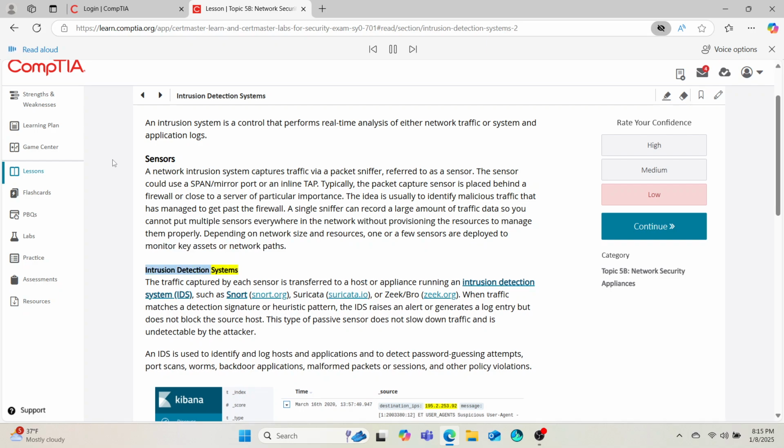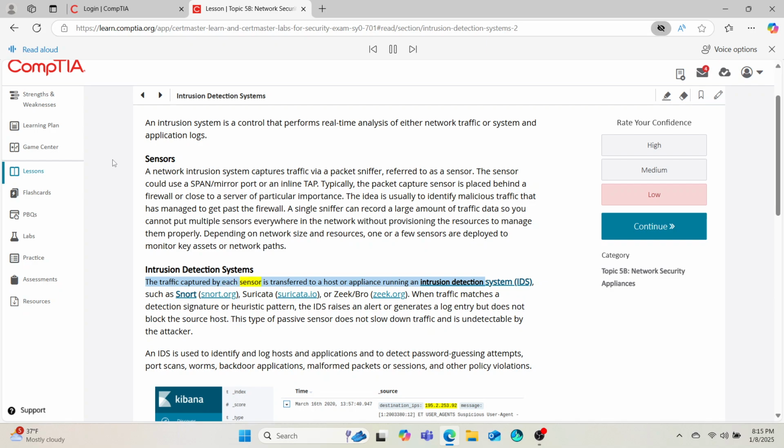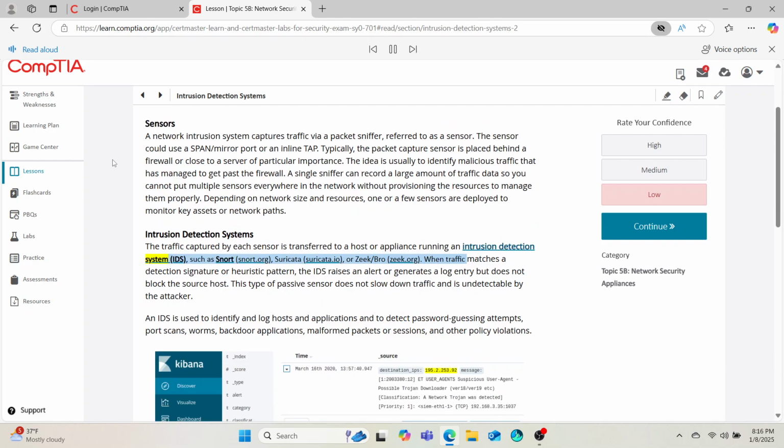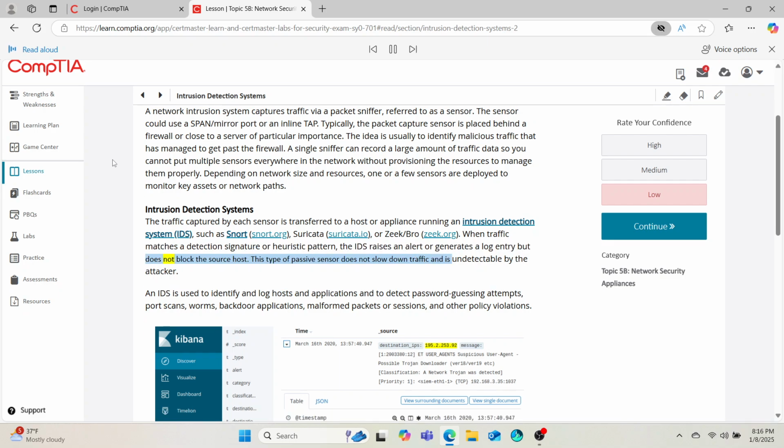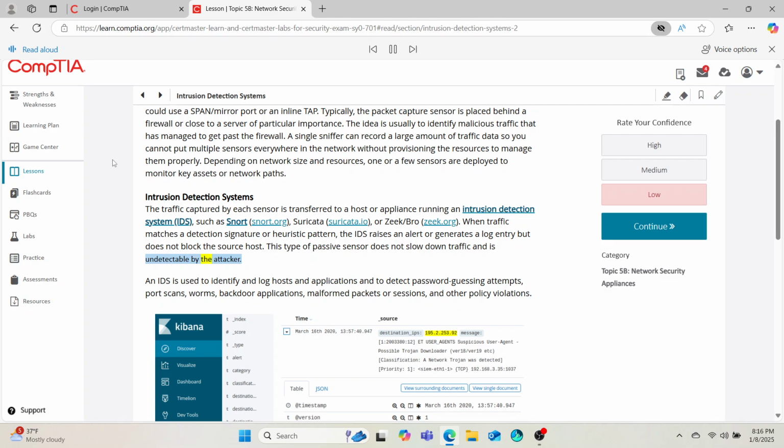Intrusion detection systems. The traffic captured by each sensor is transferred to a host or appliance running an intrusion detection system, IDS, such as Snort, Snort.org, Suricata, Suricata.io, or Zeek/Bro, Zeek.org. When traffic matches a detection signature or heuristic pattern, the IDS raises an alert or generates a log entry, but does not block the source host. This type of passive sensor does not slow down traffic and is undetectable by the attacker.